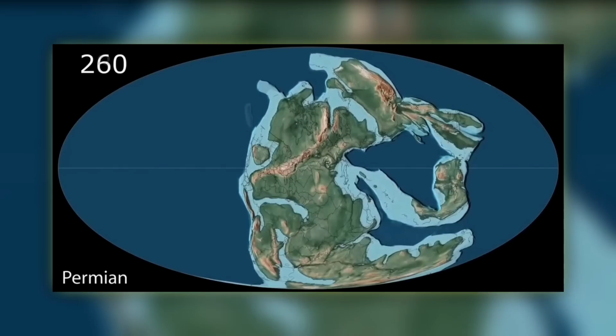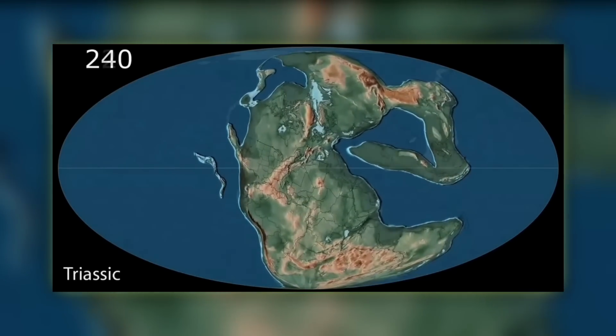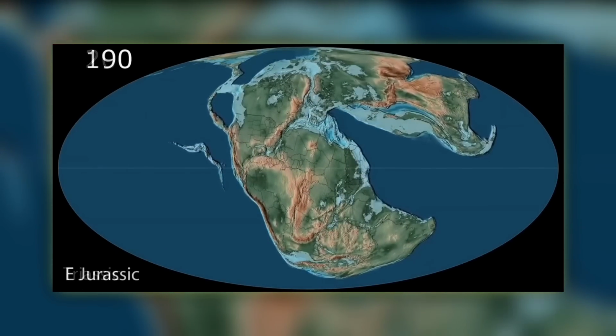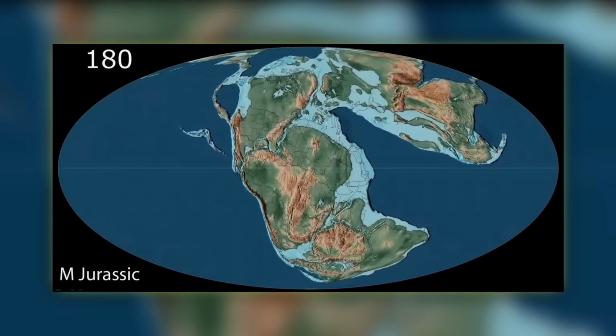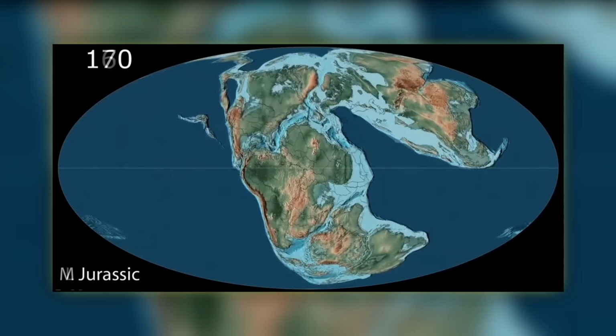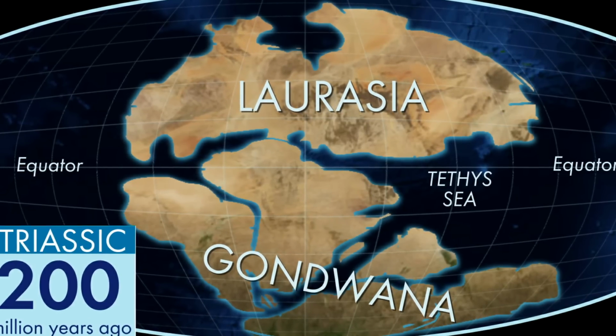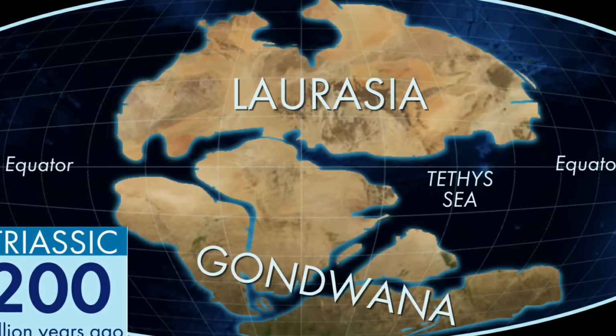Late in the Triassic, seafloor spreading in the Tethys Sea led to rifting between the northern and southern portions of Pangaea, which began the separation of Pangaea into two continents, Laurasia and Gondwana, which would be completed in the Jurassic period.